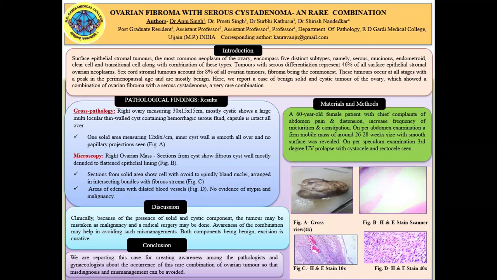Yes, sir. Dr. Anju, what are the other sex cord stromal tumors that you know of? Sertoli cell tumors and Leydig cell tumors, ma'am. You said Sertoli cell tumors and Leydig cell tumors, okay. Granulosa cell tumor, okay, and stromal cell, fibroma, thecoma. Great, thank you.